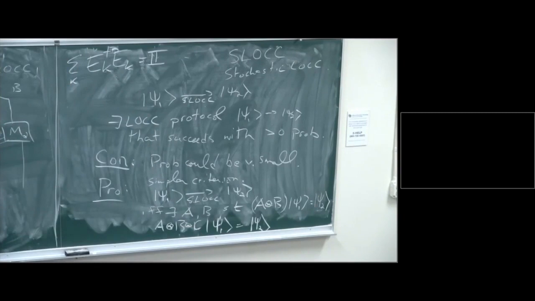They'll just communicate all of their outcomes, and when they all happen to get the right answer, associated with getting A here, B here, and C here, then they've prepared the state they want. The probability of that happening is, again, non-zero if this is the case.